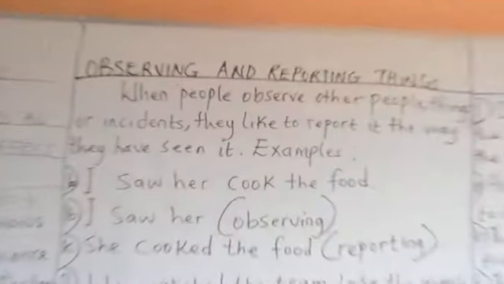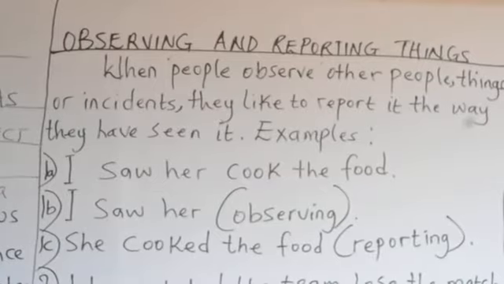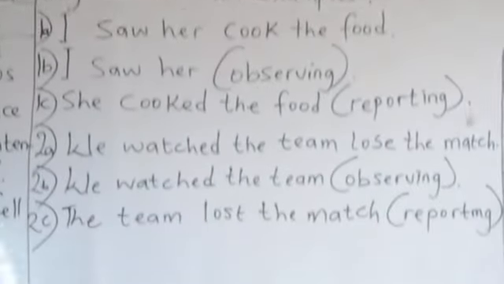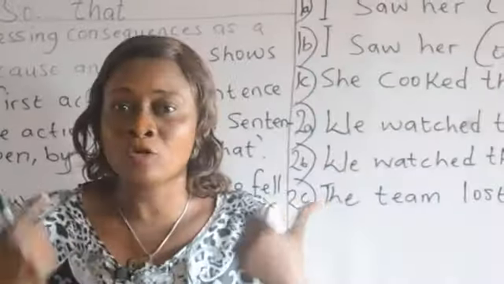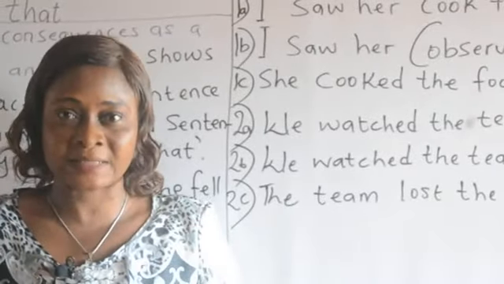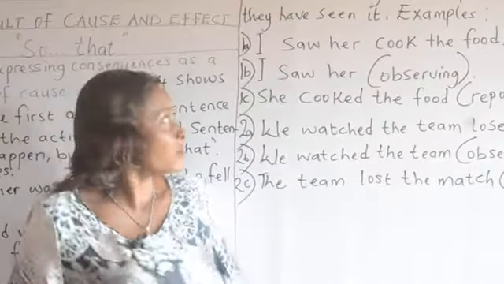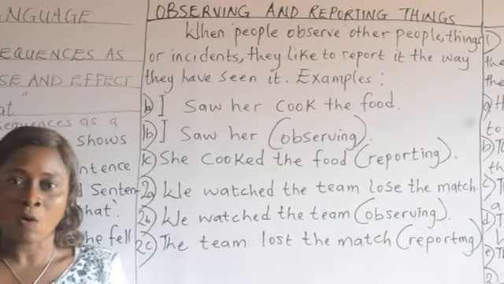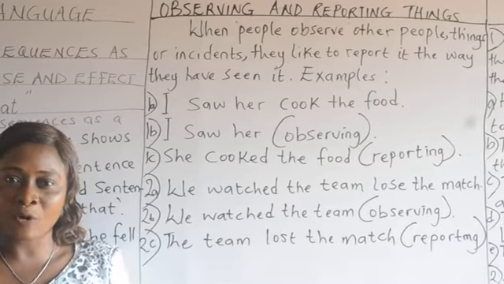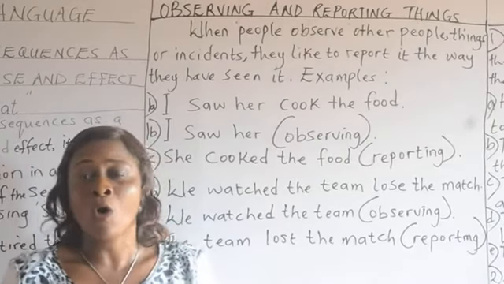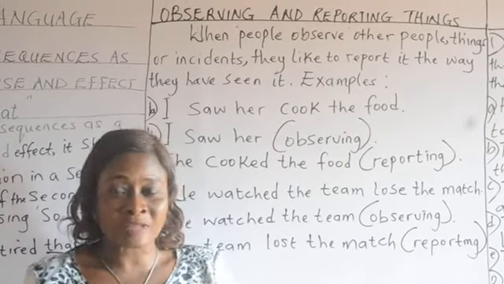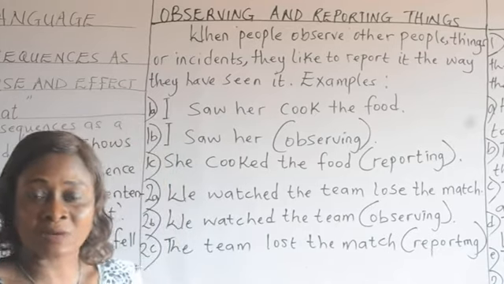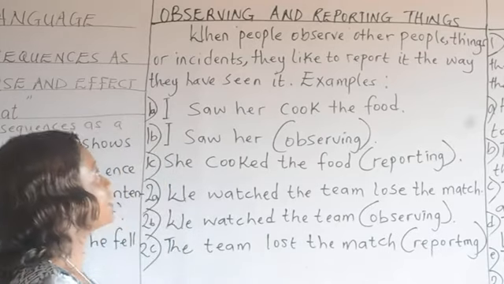Observing and reporting things. To observe means to look. You observe either by seeing or by hearing or by witnessing it or by being present in a particular place. Reporting means to say what you saw or what you heard, while to observe means to be present when a particular action is taking place.